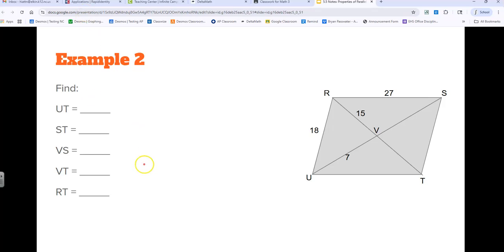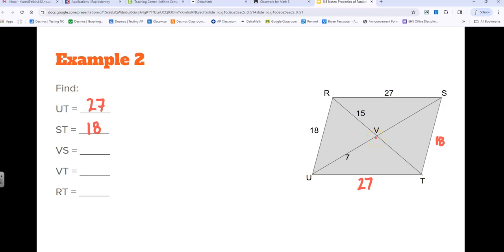Okay, for example 2, we have our diagonals drawn in. They don't give us any angles on this. Cannon, what would the length of UT be? That one's going to be 27. All right, Hunter, how about ST? That one's going to be 18. Carson, what about VS?